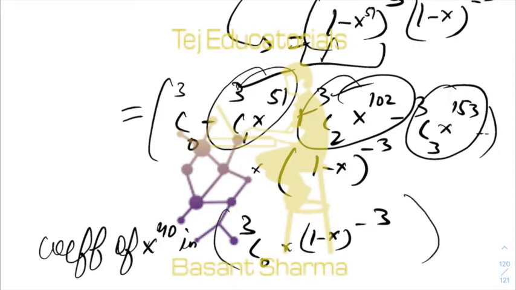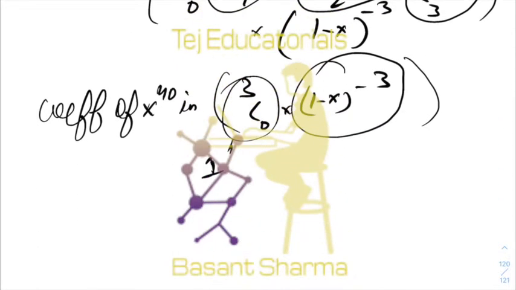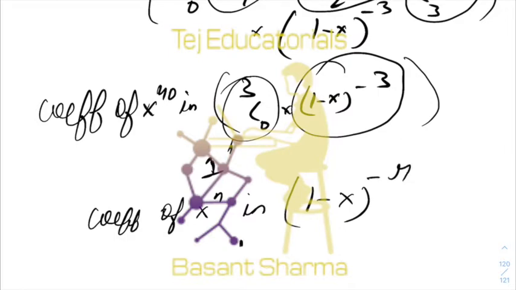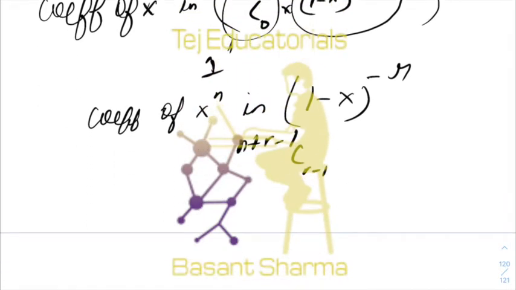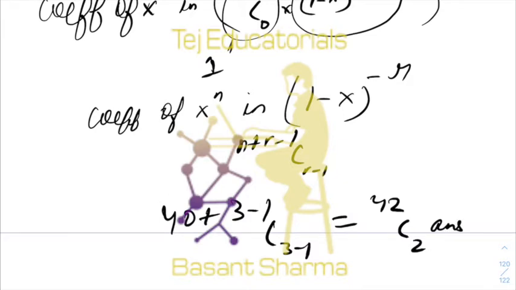This is 1. So we want the coefficient of x to the power 40 in the expansion of (1 minus x) to the power minus 3, and this we have already seen. The coefficient of x to the power n in the expansion of (1 minus x) to the power minus r is n plus r minus 1 C r minus 1. So this is 40 plus 3 minus 1 C 3 minus 1, which is 42C2. This is your answer.